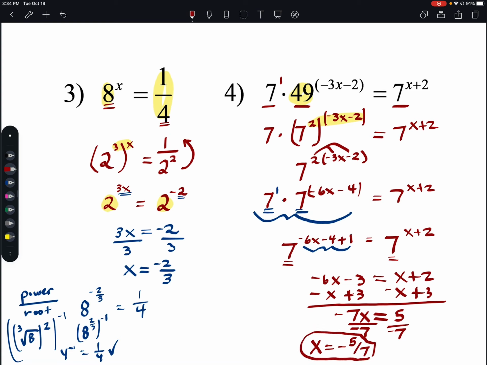Okay, and with that, you can check it with the calculator if you want to, or just take my word for it. That should be it. This is the end of that section.